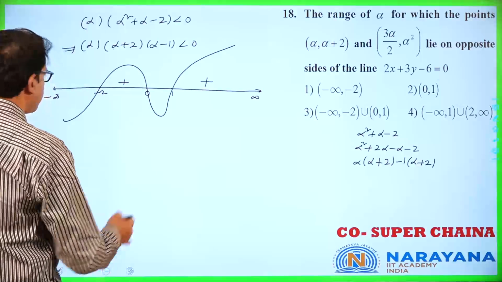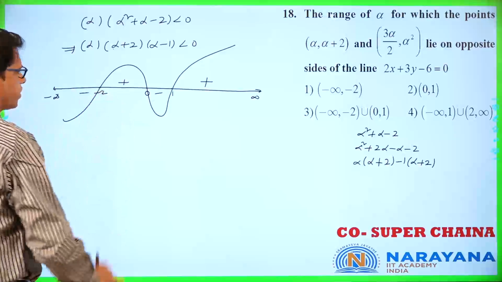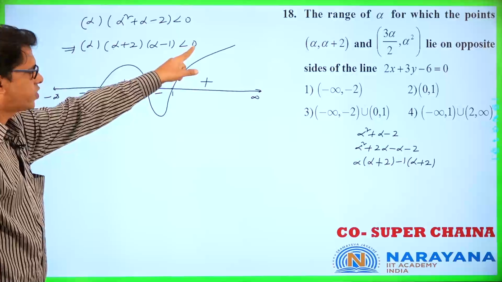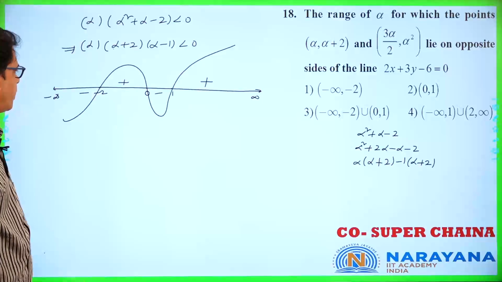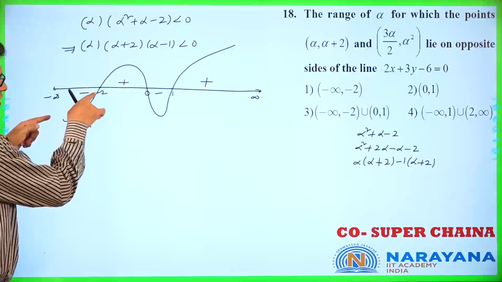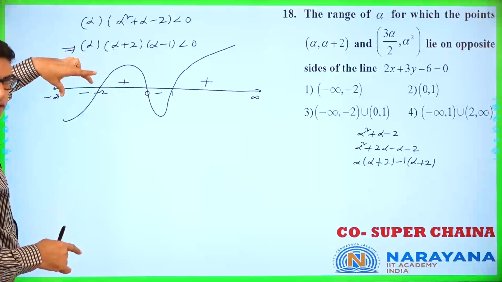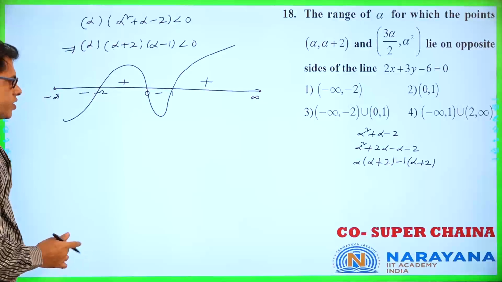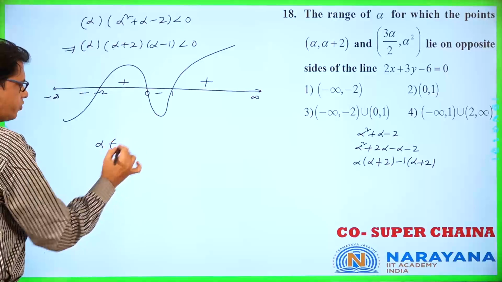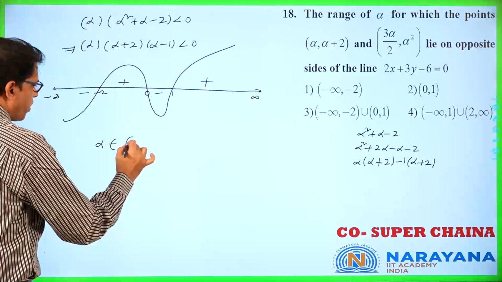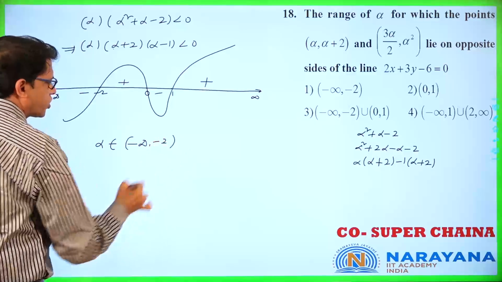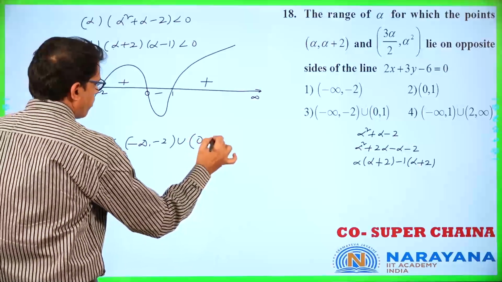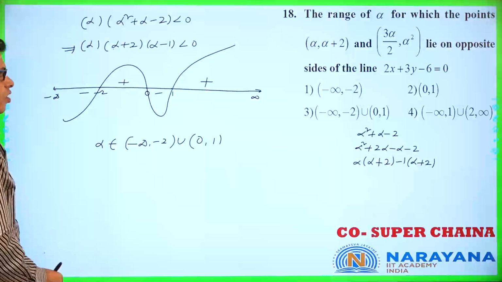So now which interval is required? Minus. Here less than 0 is required, minus 1. Where is it minus? Minus infinity to minus 2, this is the required one. Another one is 0 to 1. So alpha belongs to minus infinity comma minus 2, union 0 comma 1.